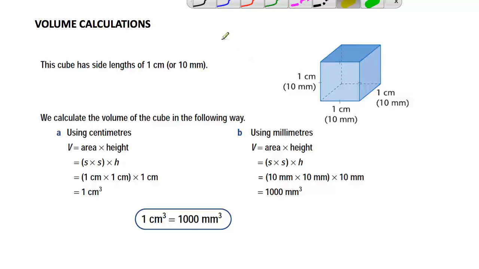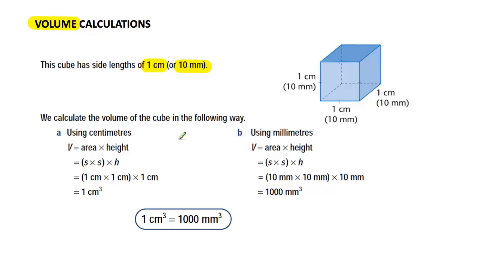Let's have a look at some of the information that you need to know when you're doing volume calculations. So in this topic we're going to look at volume, which is the space inside a solid like this. Now if we have a look at this shape here, you'll notice that this cube has side lengths of 1 centimetre or 10 millimetres, depending on which unit you decide to work with.